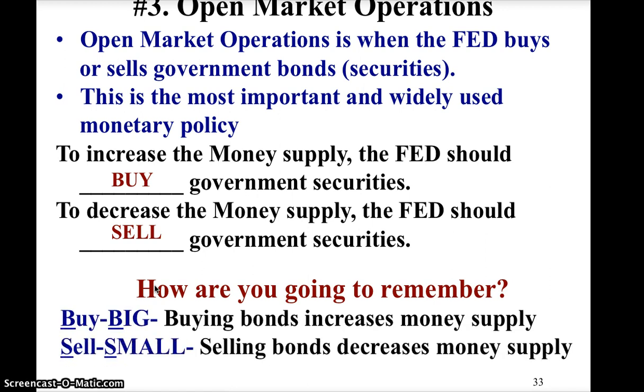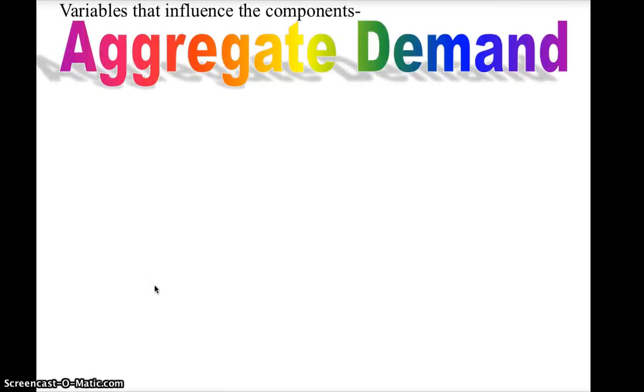So here's a way to remember: buy big, buying bonds increases the money supply; sell small, selling bonds decreases the money supply. So in our next video, we're going to discuss how these tools eventually affect aggregate demand.